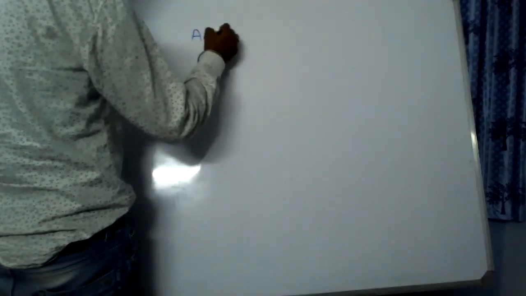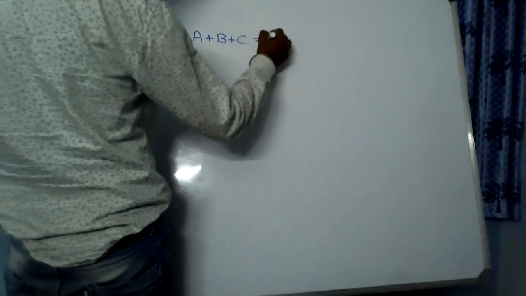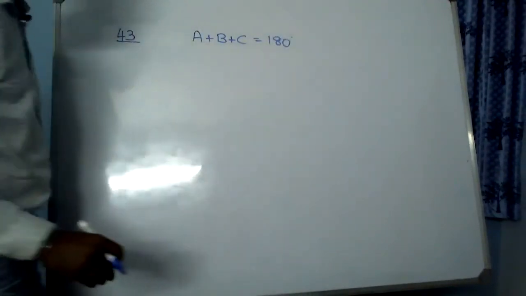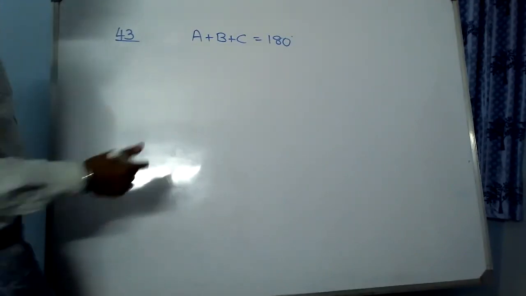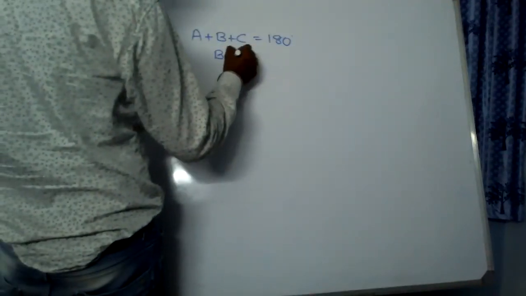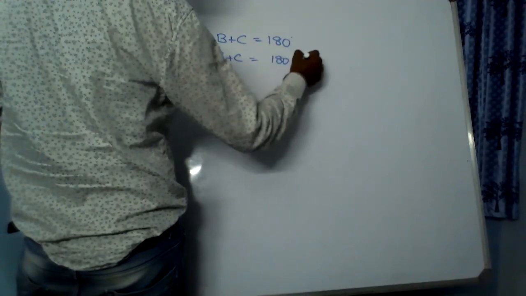Forty-third question. It says: in a triangle ABC, what is cos (B plus C) by 2? Okay. In a triangle, A plus B plus C is 180 degrees. Since they're keeping B plus C together, I'll keep B plus C together. I can write it as 180 minus A.